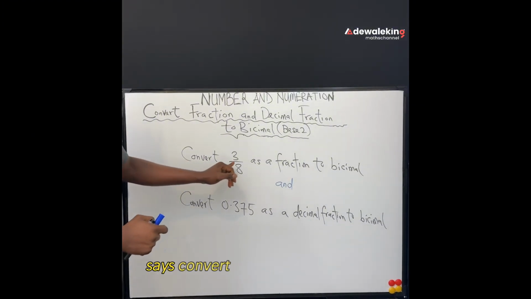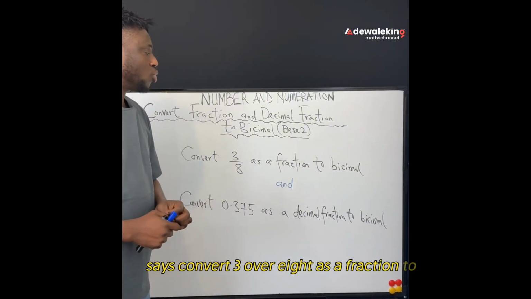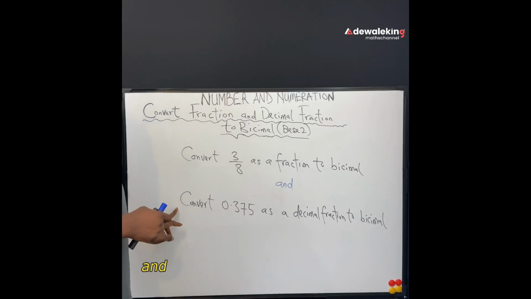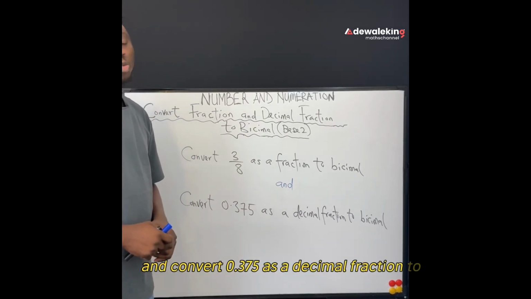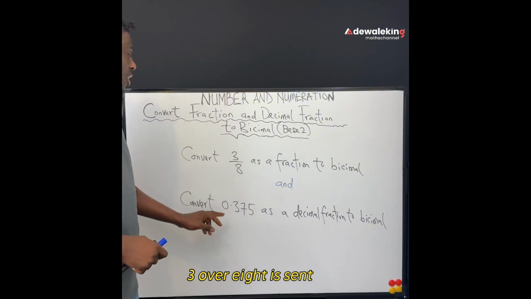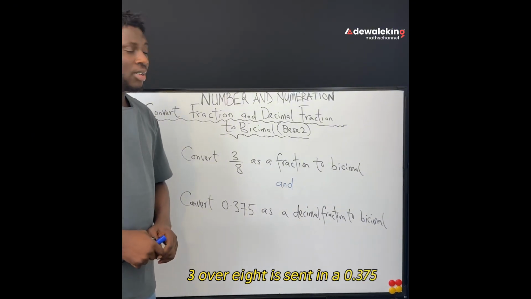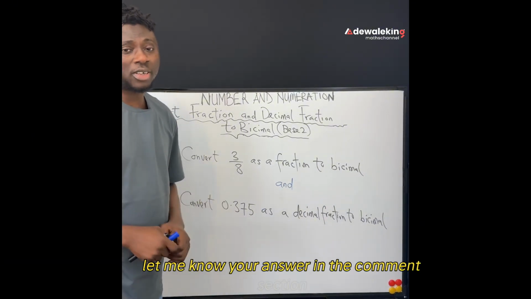It says convert 3/8 as a fraction to binary and convert 0.375 as a decimal fraction to binary. 3/8 is the same thing as 0.375. Let me know your answer in the comment section.